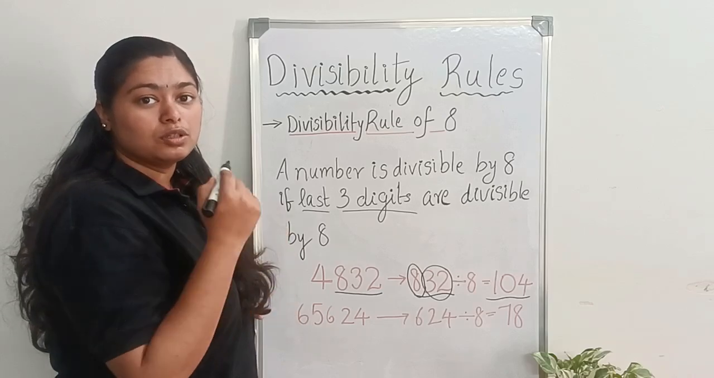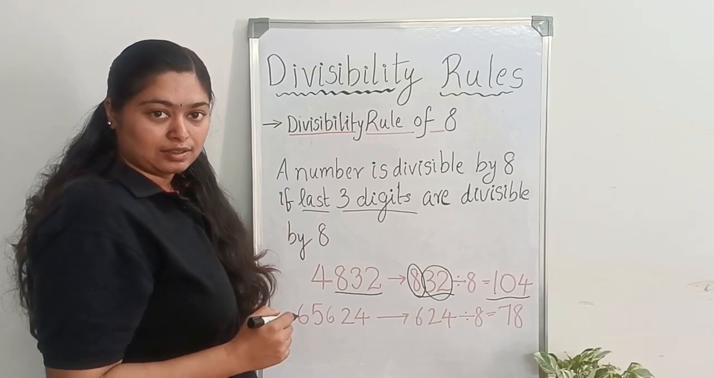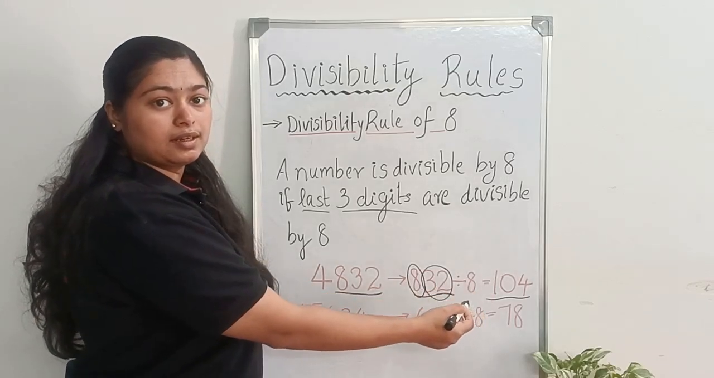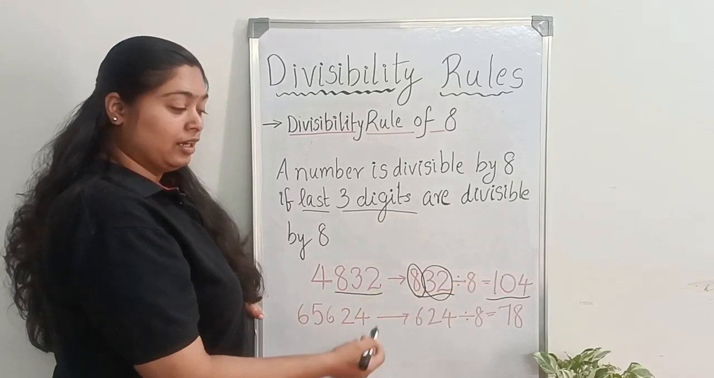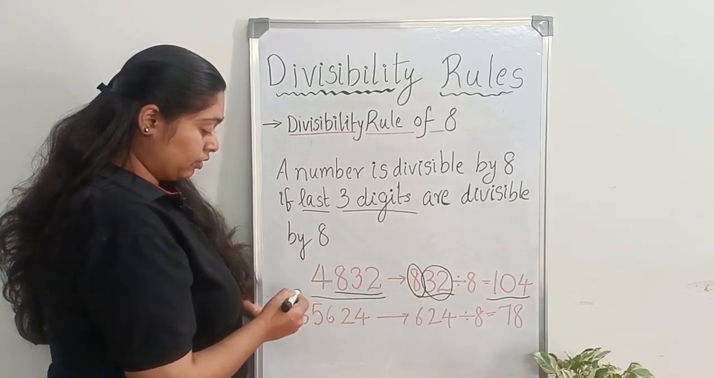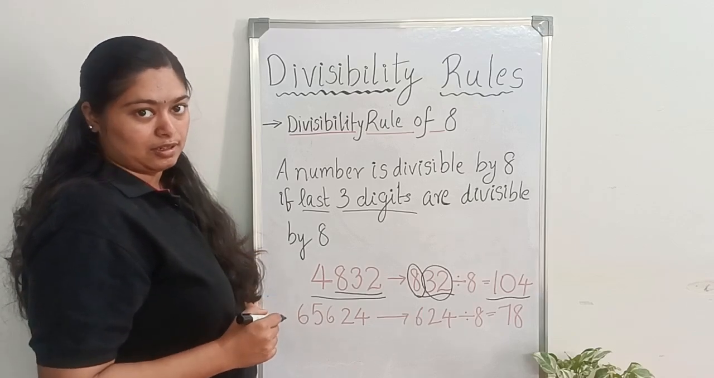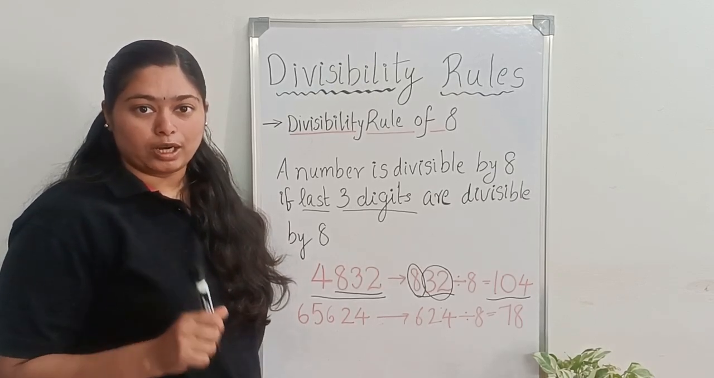Actually, this method you can easily use to divide also. You don't have to always use the long division method to find the answers. So since 832 is divisible by 8 without leaving a remainder, you can say the entire number 4832 is also divisible by 8. Now let's look into one more example.